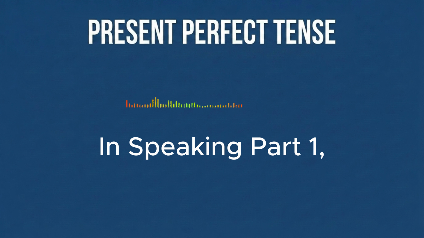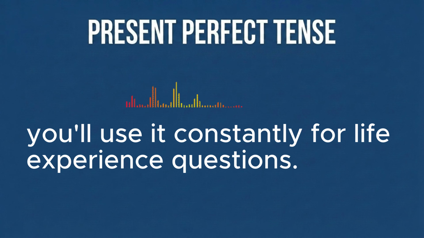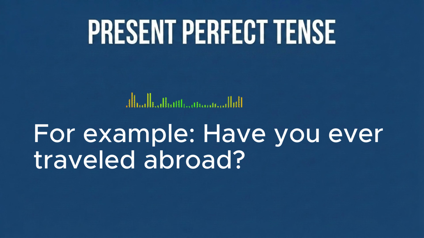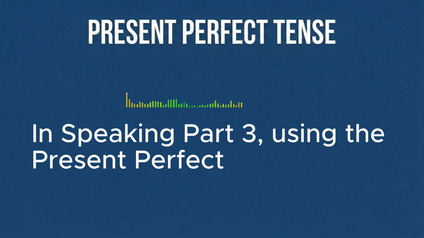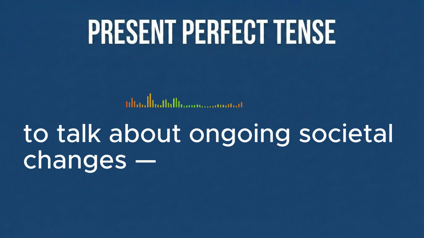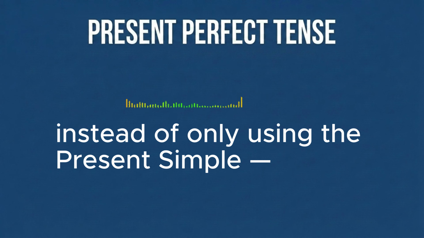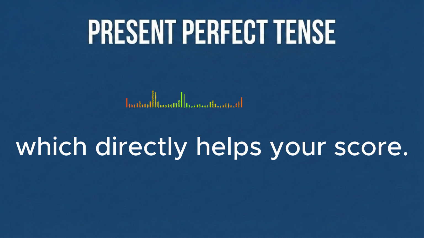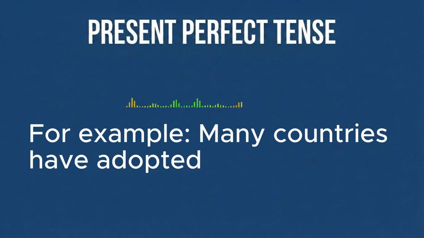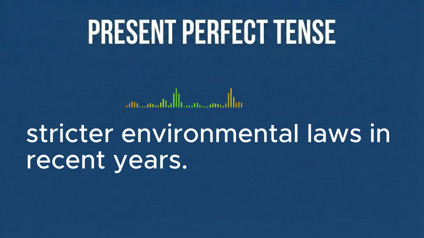In speaking part 1, you'll use it constantly for life experience questions. For example, have you ever traveled abroad? I have visited several countries in Asia. In speaking part 3, using the present perfect to talk about ongoing societal changes instead of only using the present simple shows a wider grammatical range, which directly helps your score. For example, many countries have adopted stricter environmental laws in recent years.